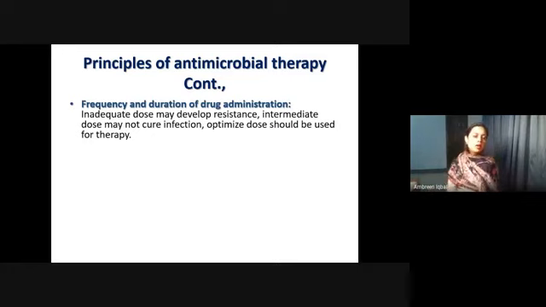This is also important. You have usually heard that an antibiotic should be taken for 3 to 5 days, or 7 days. In a normal routine, when we take an antibiotic for a condition, after 2 to 3 days, if I feel better, I usually stop the antibiotic. But this is not good, because an inadequate dose can actually develop resistance.